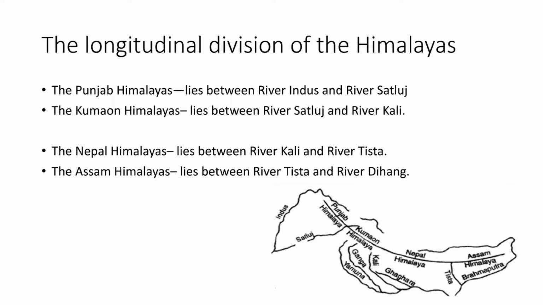And the last one, Assam Himalayas, it lies in between river Tista and river Dihang. So this is the 4 division of the Himalayas, that is on the basis of its longitudinal extension. So this is all about the very first major physical division of India, that is the Himalayas.